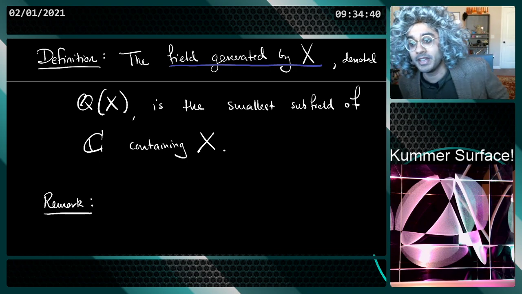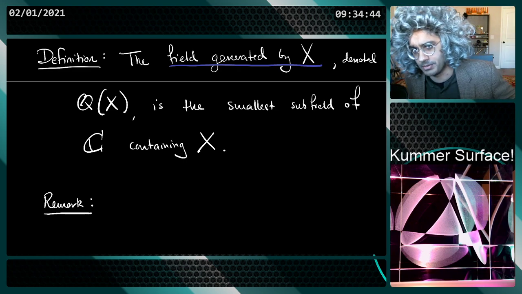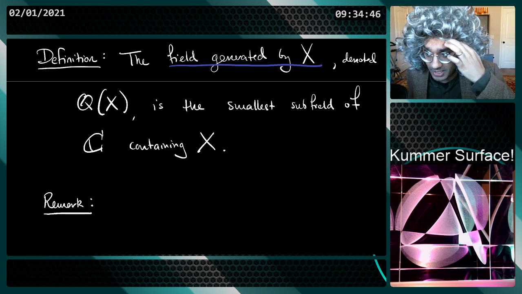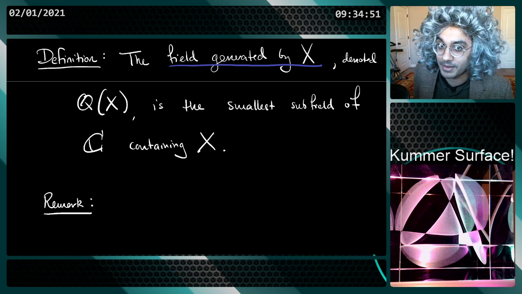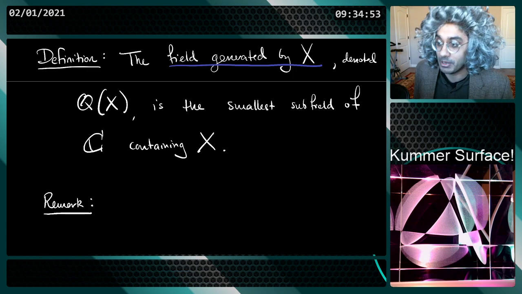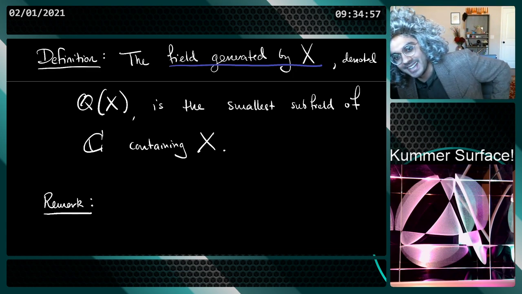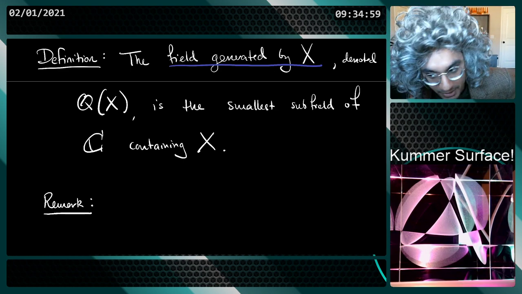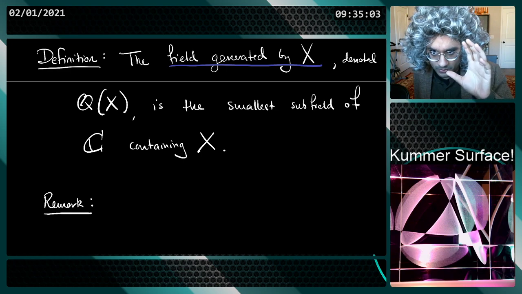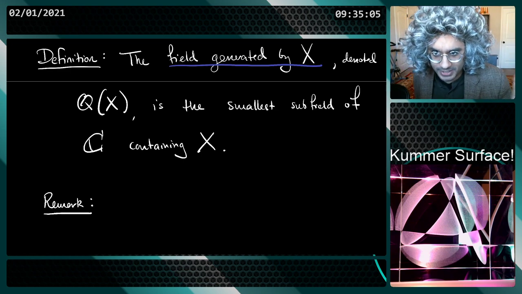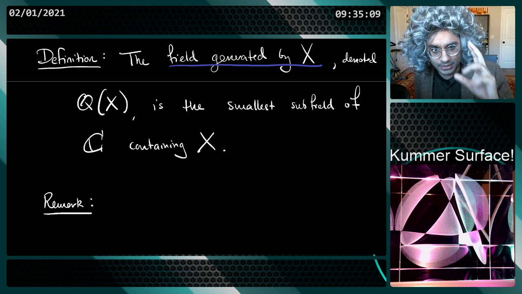So let me explain that. This is a typical situation in all of math. You'll find this situation a lot. What does smallest mean? Minimal. Okay, so smallest means the following. This is what you use when you don't have any other tricks up your sleeve. Typically, what smallest means is as follows.